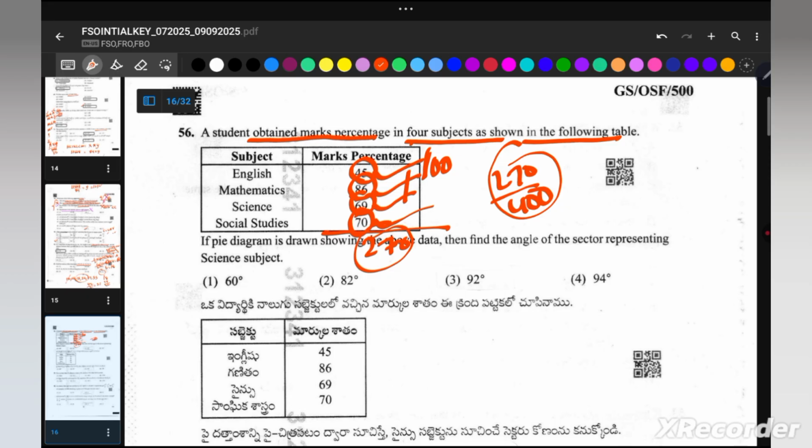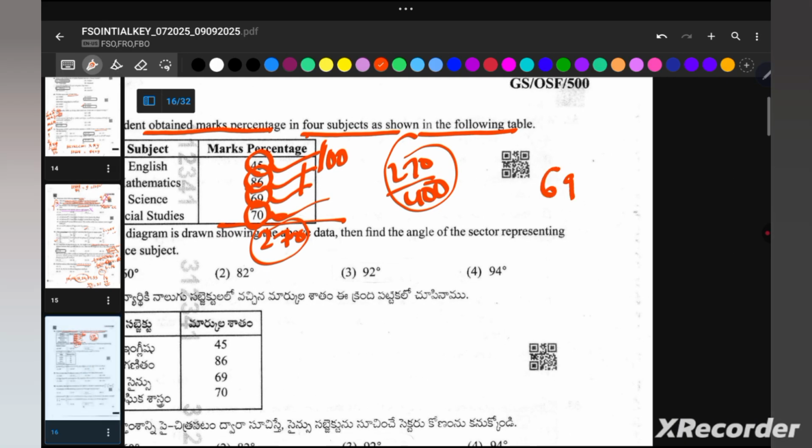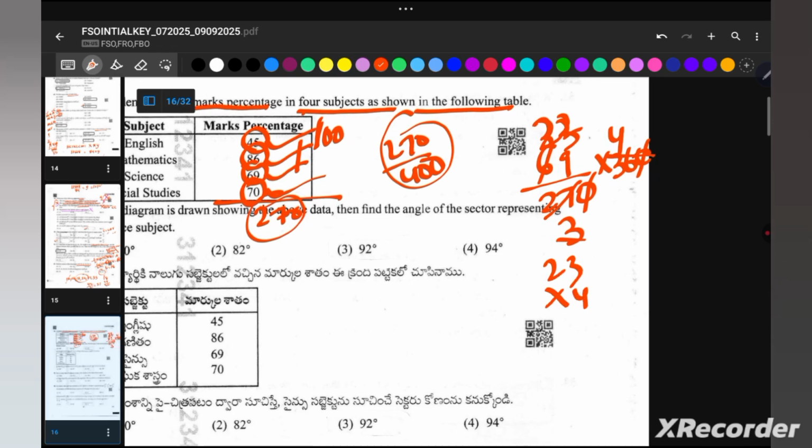In science, he got 69. That means 69 out of 270 multiplied by 360. If you cancel the 0, 0, in the 9 table, 3 times, 4 times. Again, in the 3 table, this is 3, 2 times. Sorry, 2, 3 times. Okay, 23 times. So 23 times 4: 3 4s are 12, 1, 8, 9. So 92 degrees is the correct answer.